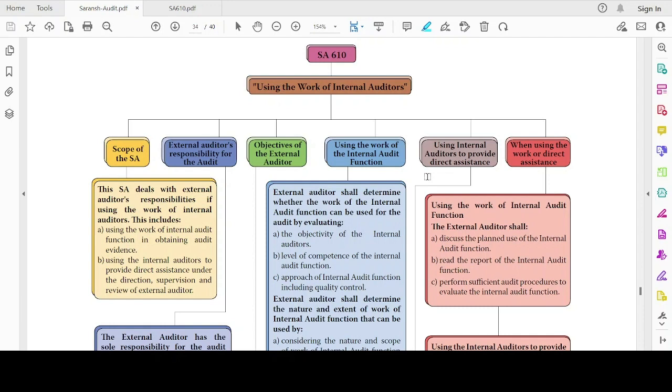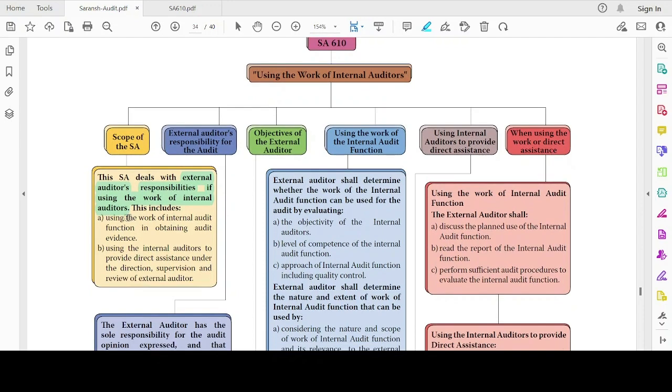The first head is the scope of this standard. This standard deals with the external auditor's responsibility if he is using the work of the internal auditor. Whenever an external auditor is using the work of the internal auditor, this standard gives guidance. In which areas? Whenever he is going to use the work of the internal audit function in obtaining audit evidence, and whenever he is going to use internal auditors to provide direct assistance under the direction, supervision and review of the external auditor, DSR.